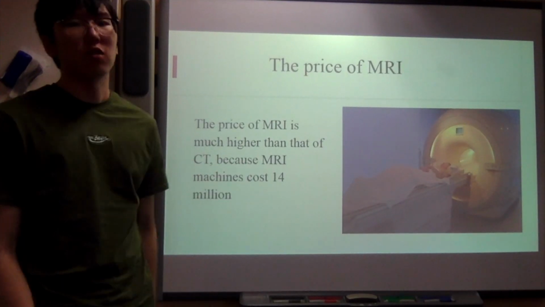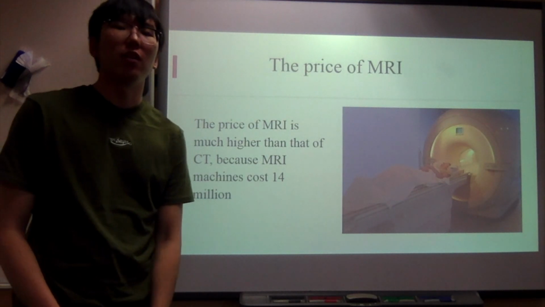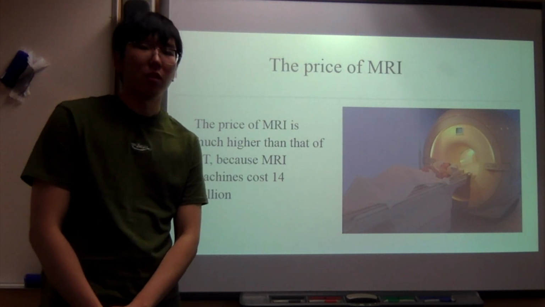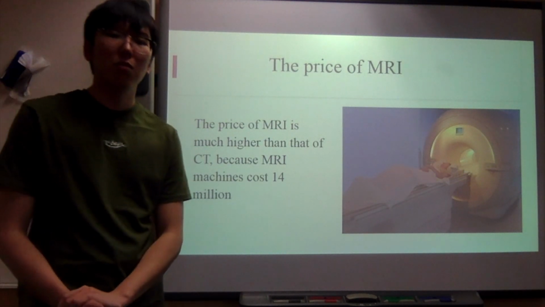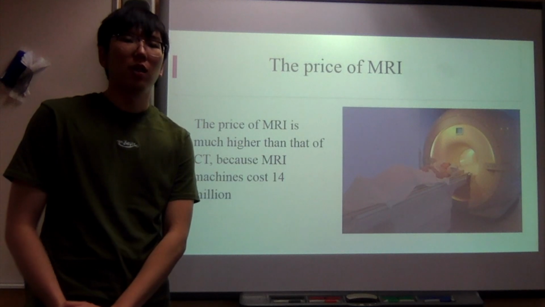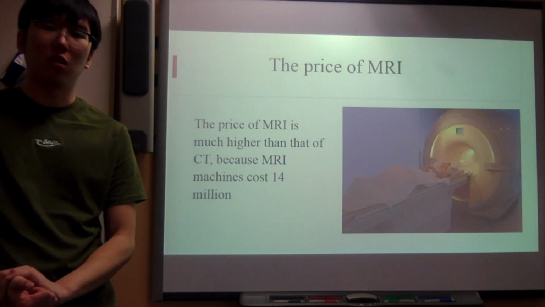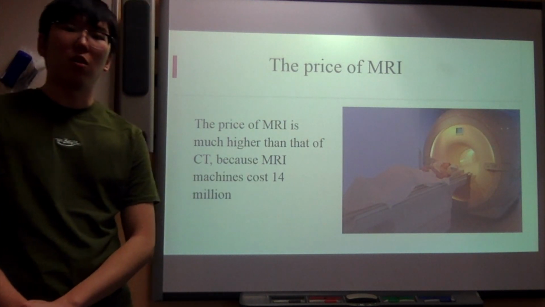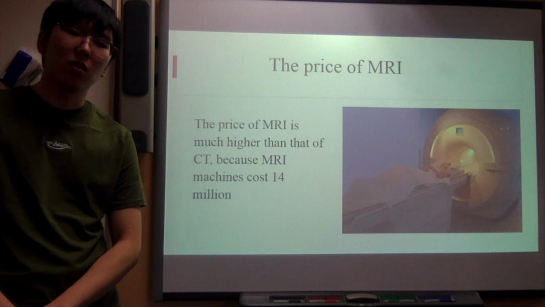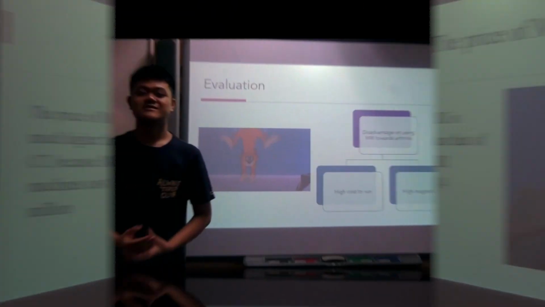The price of MRI. The price of MRI is much higher than that of CT because MRI machines cost 40 million, while CT machines are much cheaper. At the same time, the laser printer integrated with the nuclear magnetic resonance machine also needs 5 million, which makes the price of nuclear magnetic resonance very high.